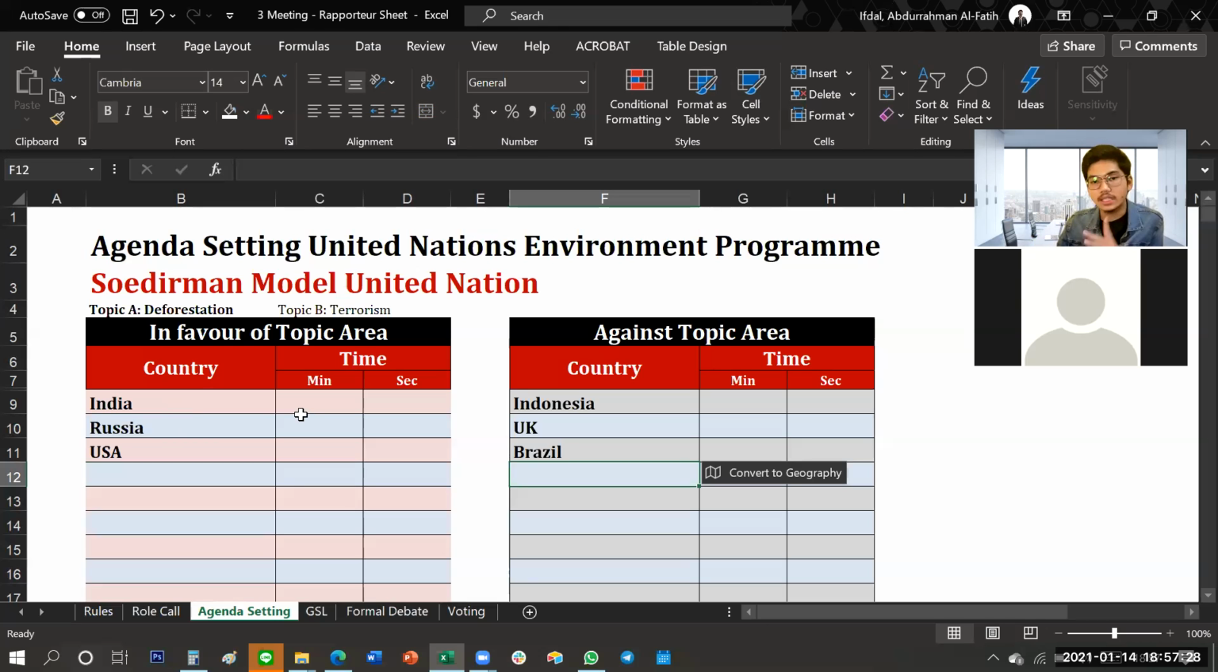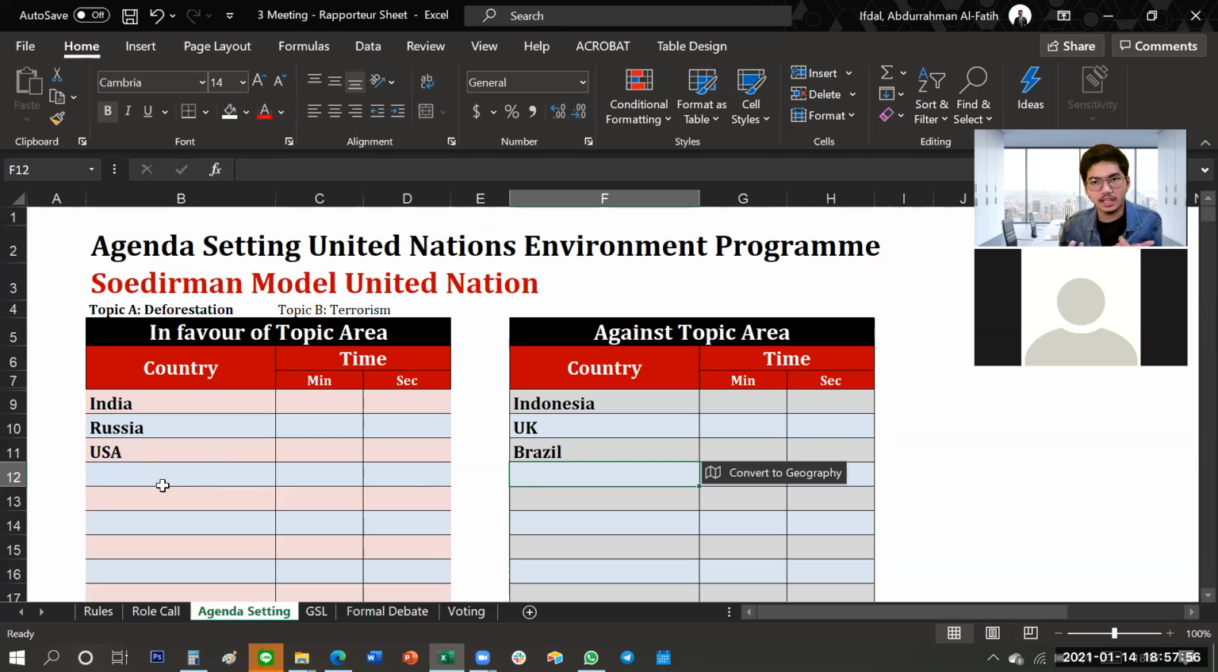Again, this is only the situation where the council requires an agenda setting session, only if there is more than one topic. I believe most MUNs in Indonesia have only one topic. It's rare to see two topics at the same time. But I have been in an MUN in Singapore where there were two topics.